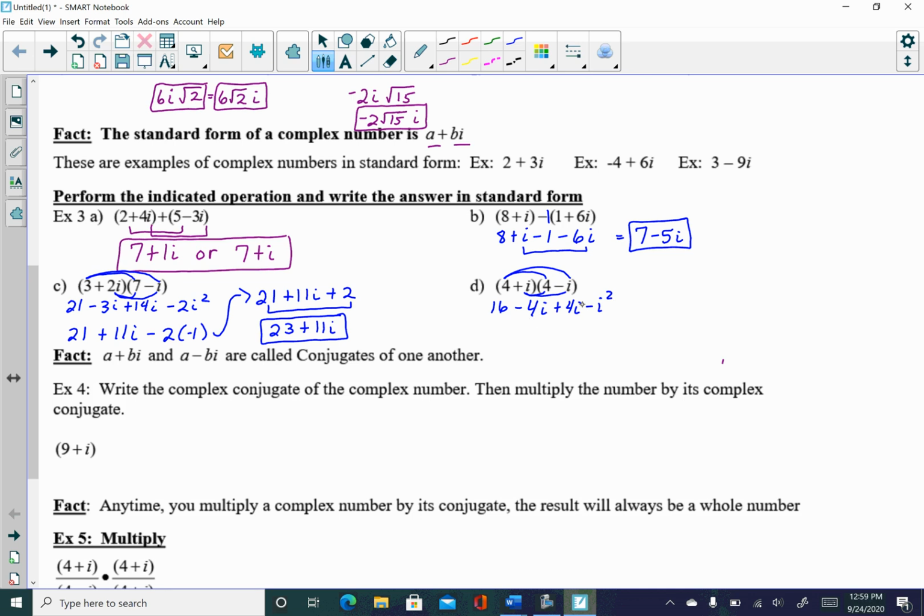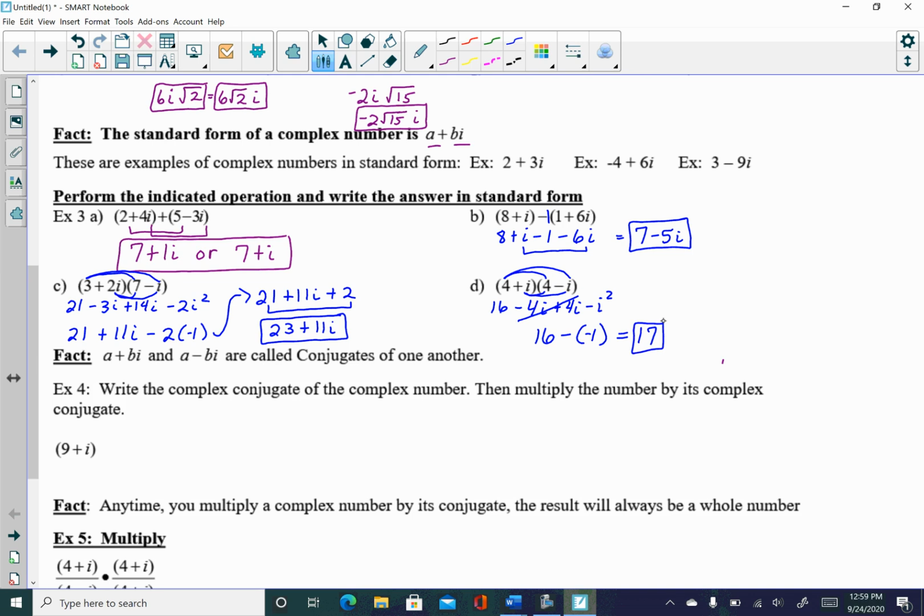This time, what happens to those middle terms? Hopefully you agree. One's positive, one's negative, so they cancel out. That leaves me with 16 minus, now remember, in place of i squared, we know that that's negative 1, so 16 minus a negative 1 will land me at positive 17.